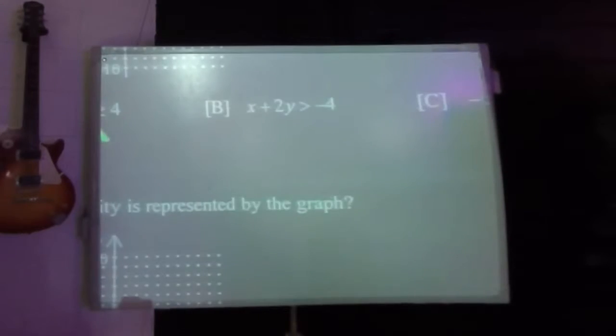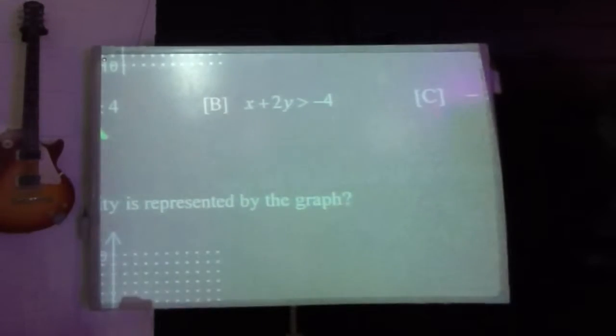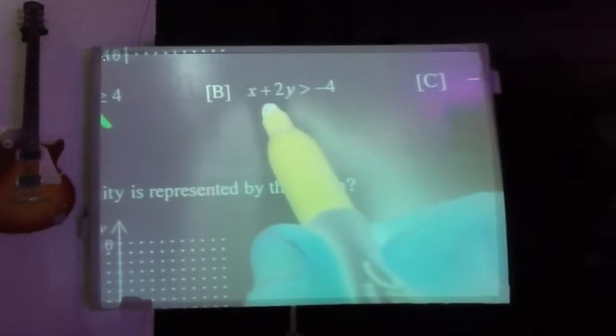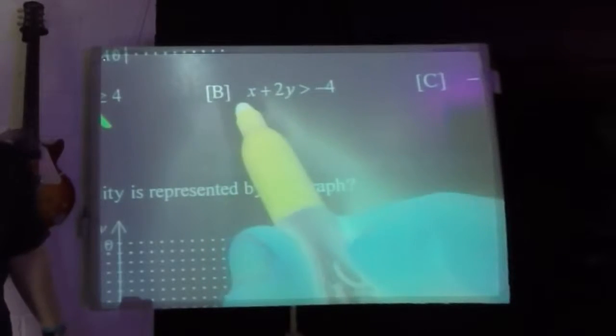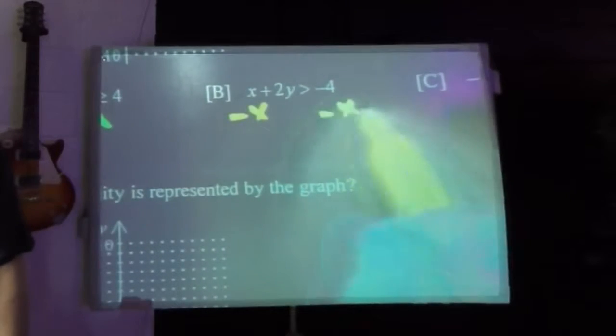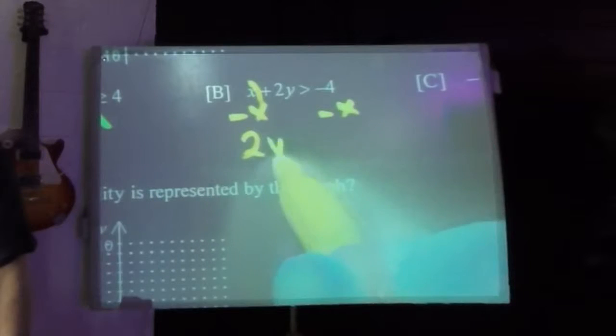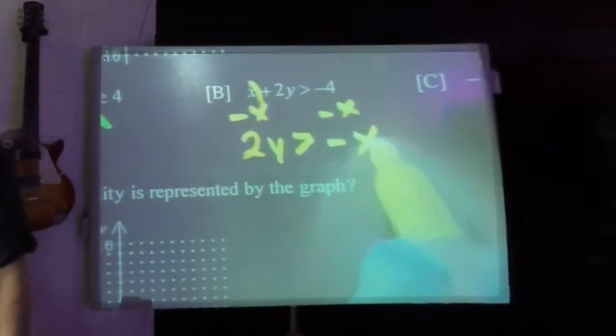I see what you're saying. But we wouldn't need to get them in mx plus b to be sure. All right, on this one, if you want to get this in mx plus b, first thing that needs to happen is what? Minus x. And you end up with 2y is greater than negative x minus 4.